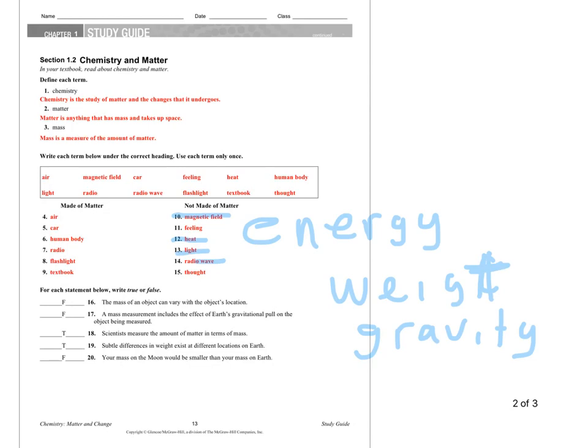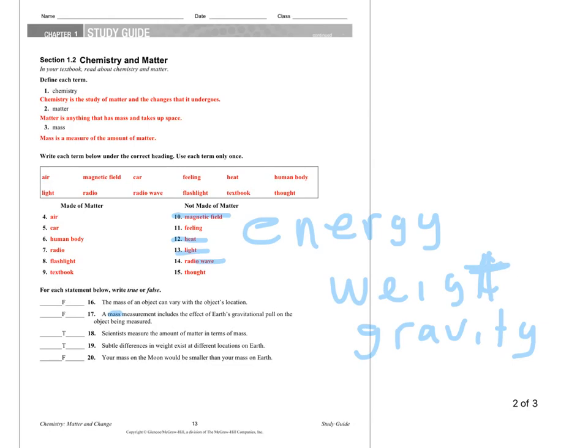A mass measurement includes the effect of Earth's gravitational pull on the object being measured. We just talked about this. That's not mass. It's false. That is weight. So change mass to weight. Scientists measure the amount of matter in terms of mass. True statement.